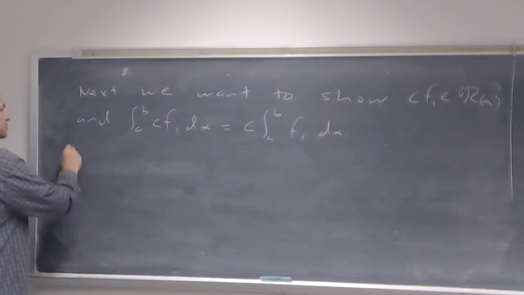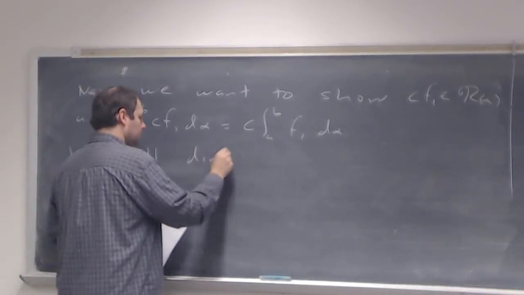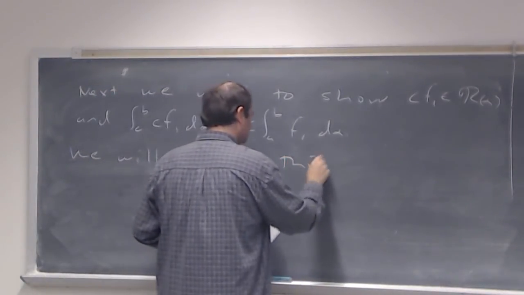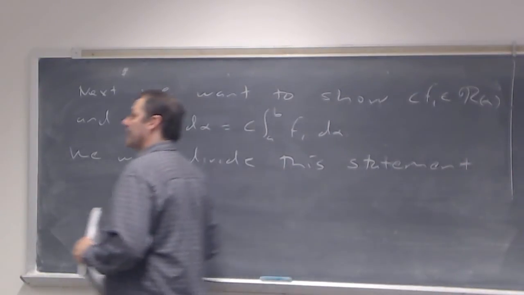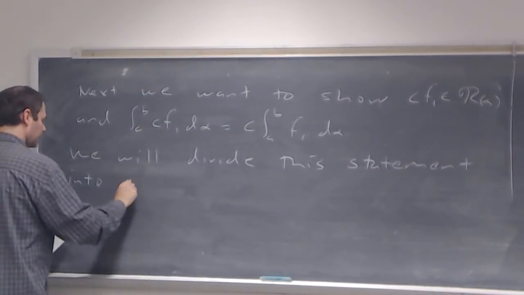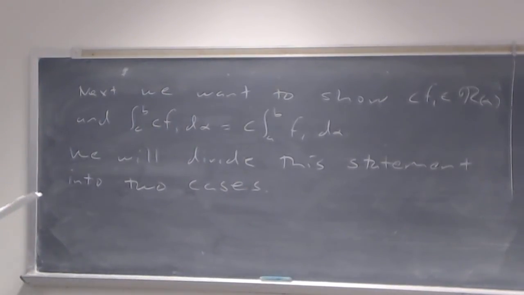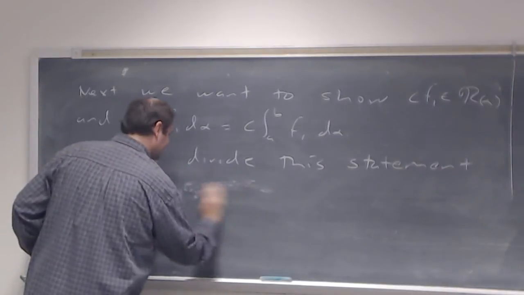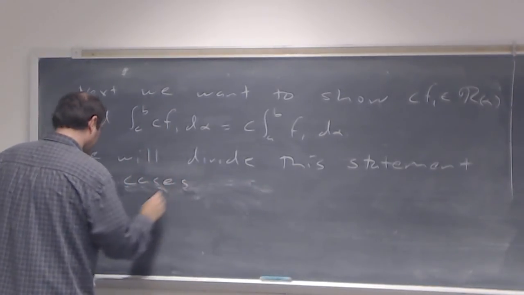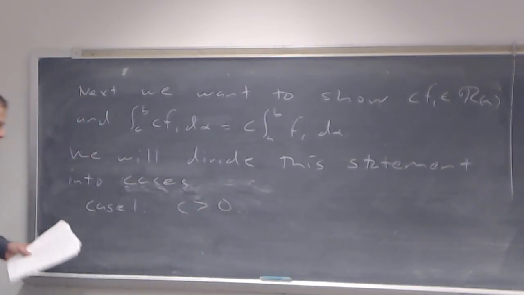Okay, so what we're going to do is we will divide this statement into cases. So first case, I shouldn't say into two cases. We should say into several cases. First case is where C is greater than 0.